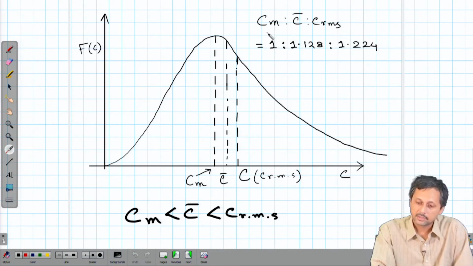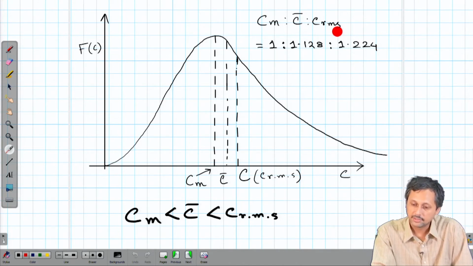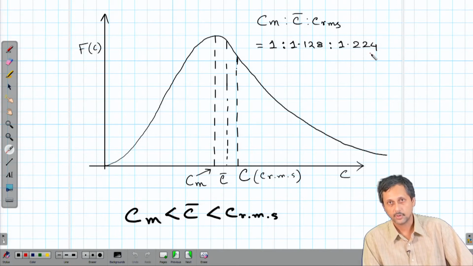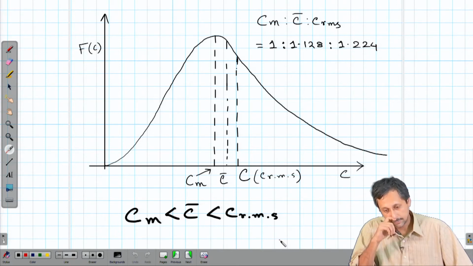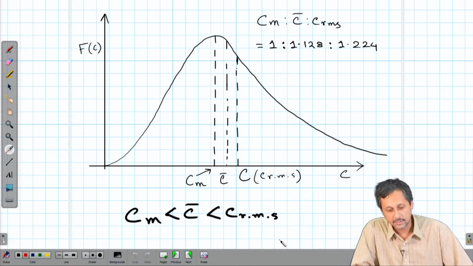And of course, we can compute the ratio of these three speeds, and you see that Cm is the smallest, and we have this relation that Cm is to C bar is to C RMS is 1 is to 1.128 is to 1.224. Okay, so it is obvious that they are very close to each other.